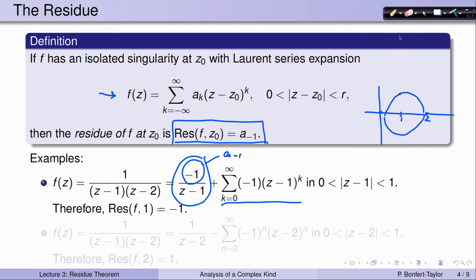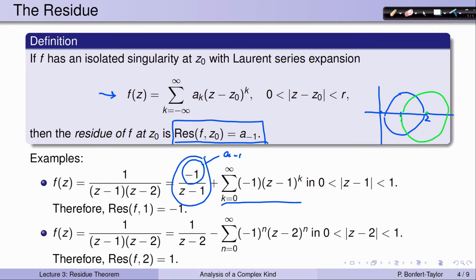If, on the other hand, we wanted to find the residue of this function at the isolated singularity at 2, we need to find the Laurent series expansion in a punctured disk centered at 2. Again, we do a partial fraction decomposition. We find that the Laurent series is 1 over z-2 minus this sum right here, which contains only positive powers of z-2. And therefore, this term here represents the term for k equals -1, and therefore the 1 right here, that's my a-1 for this Laurent series. So the residue of this function f at the point 2 is 1.